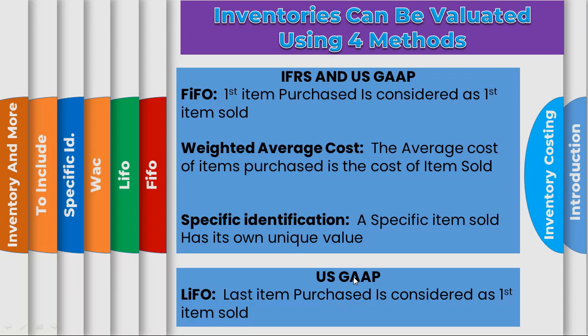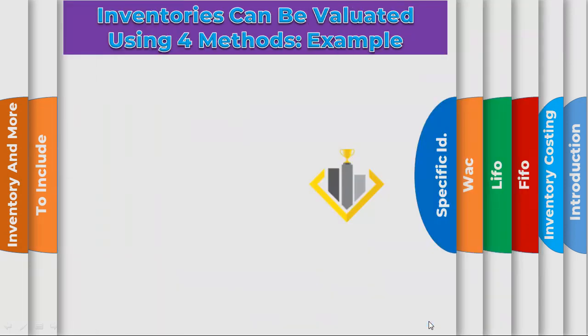And under US GAAP only, we have the LIFO. LIFO method consists of the last item purchased is considered as first item sold. Remember that FIFO is LIFO plus LIFO reserve.